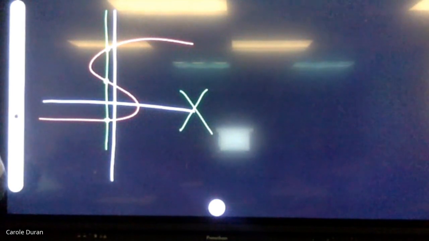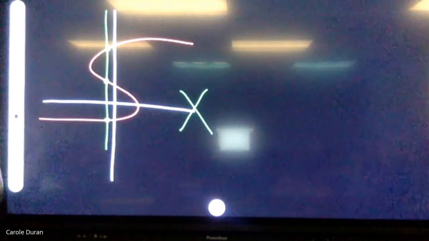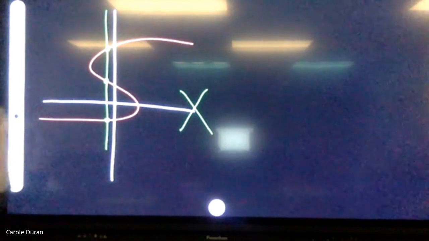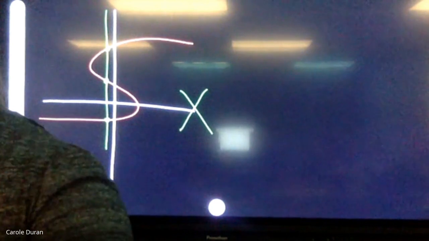How many of you also got that this was not a function because it failed the test? Is anybody confused by the vertical line test and how we use it? This only works for graphs. Okay, so it only works if I have a graph in front of me.